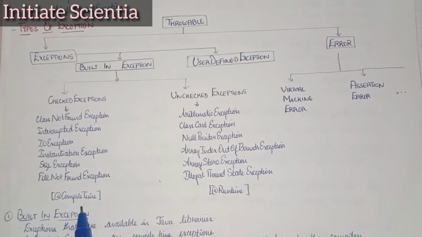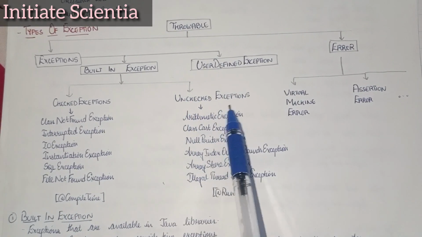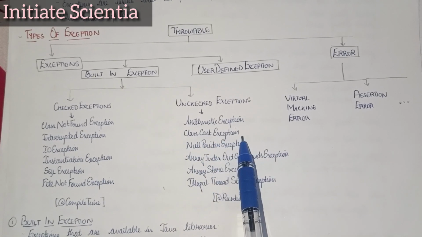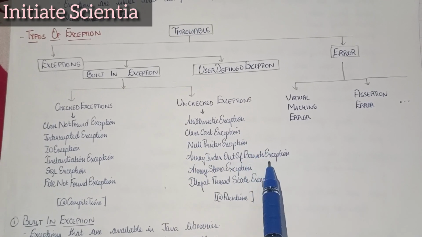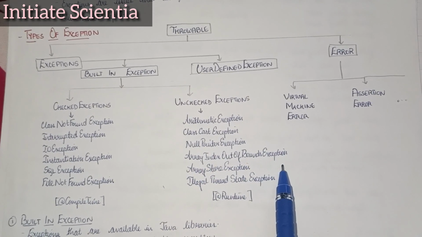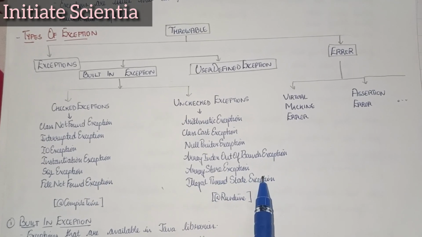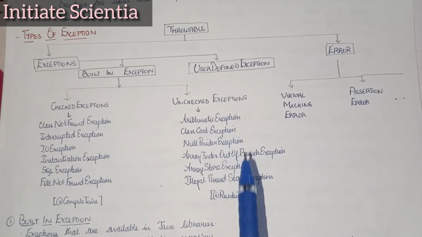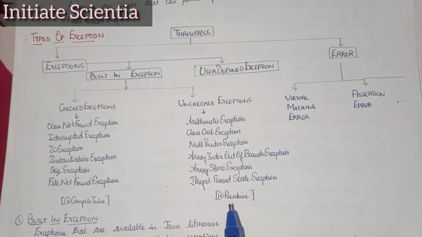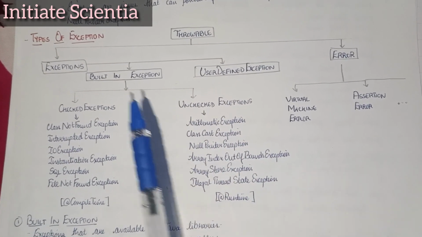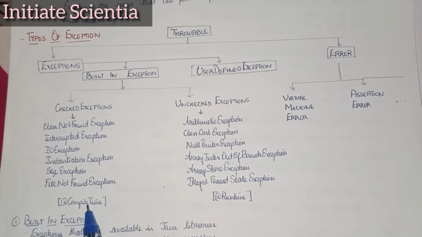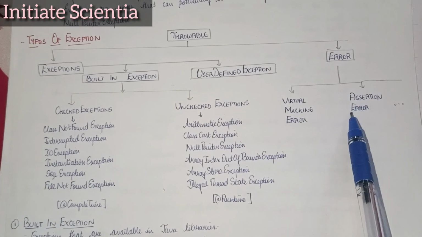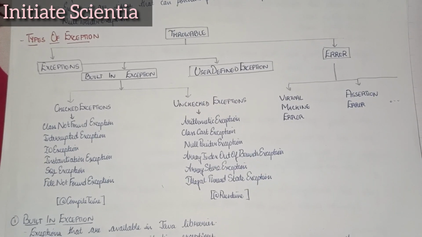these occur at the compile time. Unchecked exceptions. These are arithmetic exceptions, class cast exceptions, null pointer exceptions, array index out of bound exception, array store exception, illegal thread state exception. Unchecked exceptions are at the runtime. Checked exceptions are at the compile time. Now, error. We have virtual machine error, assertion error, and so on.